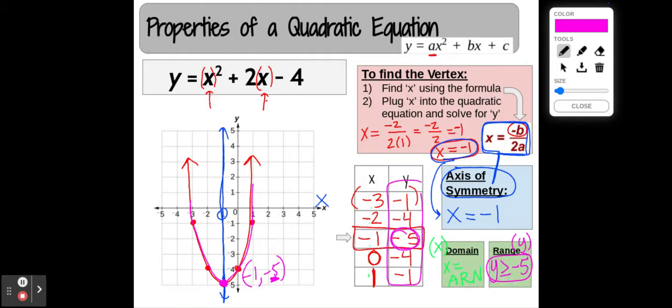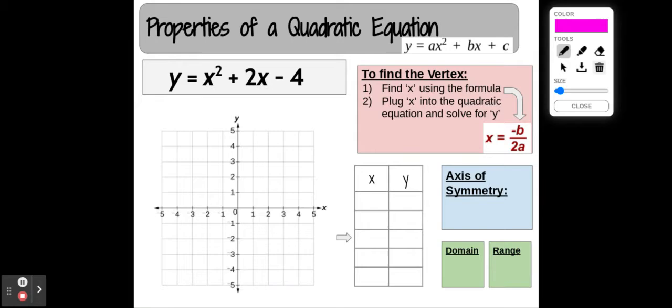That's our y values. Okay, so we've graphed a quadratic equation that has a b value. First time that we've seen that. Okay, moving on. Number 2.